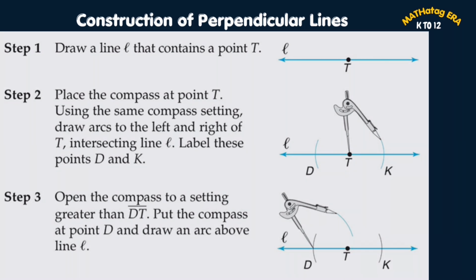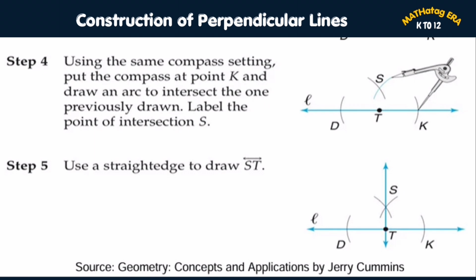Step 4. Without changing the compass setting, place nyo yung compass point sa K. Draw an arc above the line so that it intersects the first arc. Now, label the intersection point S.